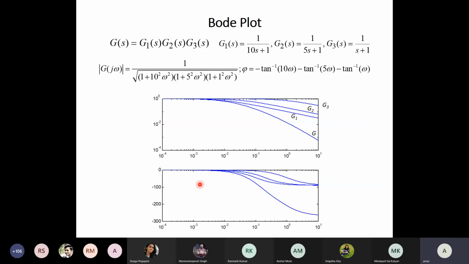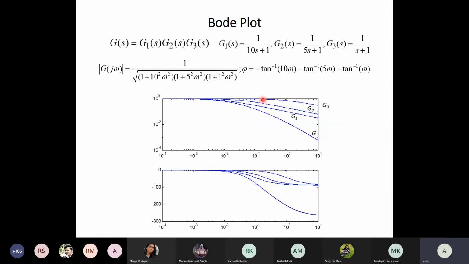Similarly, in this case, the phase difference also I'll get similarly. For each of these three cases, you will find the phase difference finally reaches minus 90 degrees. But for the combination of all the processes in series, for G(s), I will get a phase difference of minus 270 degrees.